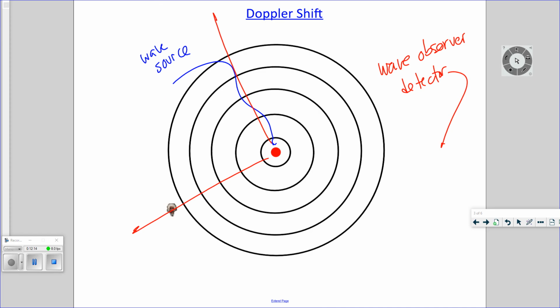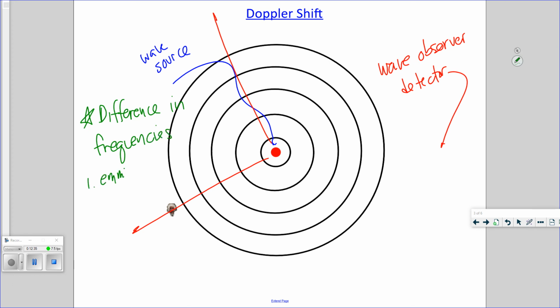So a Doppler shift is a difference in frequencies, one, emitted by a source, and two, detected by an observer. There's a difference in those two frequencies.